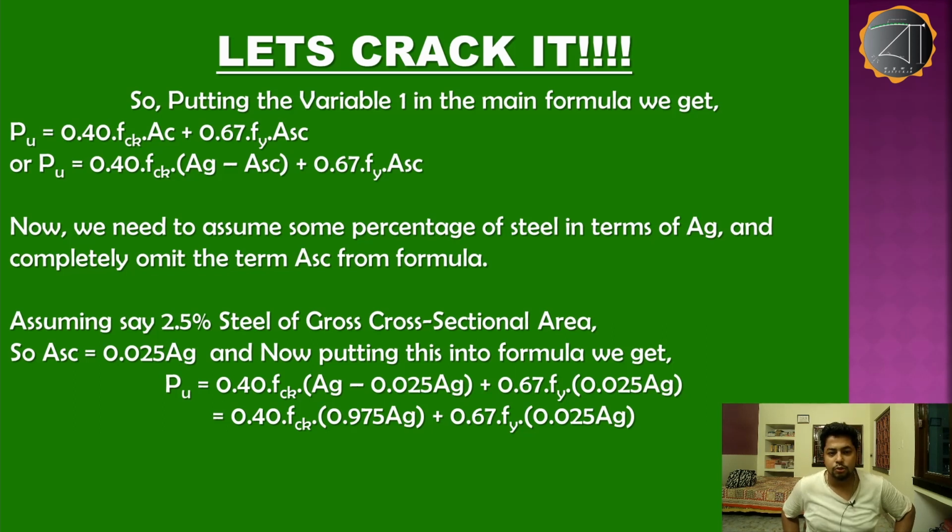Now we need to assume some percentage of the steel in terms of AG and completely omit the term AC from the formula. So what we will do is assume some percentage of steel. Percentage on what? Percentage on the total cross sectional area of the column. So we can assume like 1%, 2%, 2.5%. It will depend upon case to case, depending on how much load is coming.